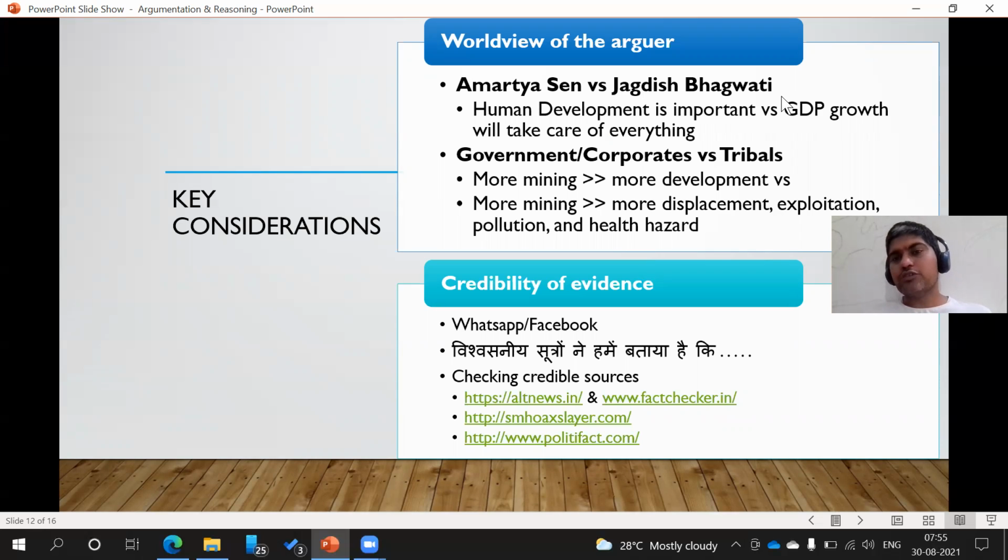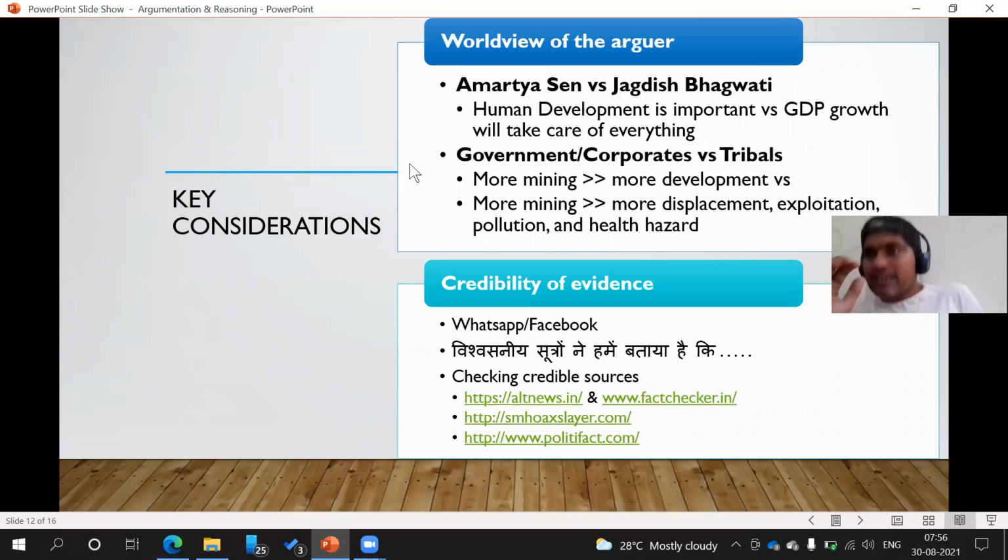So Amartya Sen versus Jagdish Bhagwati: these are two famous economists. They have very different views of how human development should be seen. Amartya Sen, who made famous the Human Development Index, sees a multi-dimensional index of human development, versus Jagdish Bhagwati, who believes in trickle-down theory and says that GDP growth is the only thing that government should target, and through the trickle-down effect, all people at the bottom of the pyramid will become better off as GDP grows. Amartya Sen does not agree and provides a much more holistic or multidimensional index of human development.